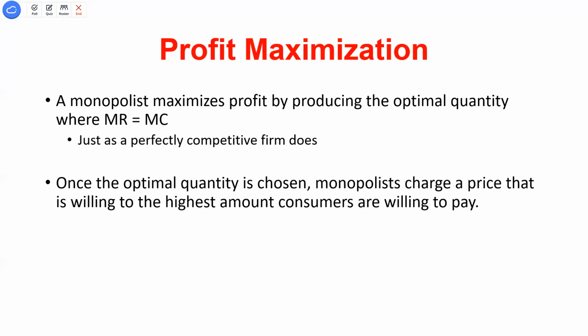For every unit I'm selling here, the additional cost is way below the additional revenue. So I'm adding more revenue than I am cost, and profits are going up. That's going to be true for every single quantity up to this point. So the optimal quantity for the monopolist is going to be at that point where marginal cost equals marginal revenue.